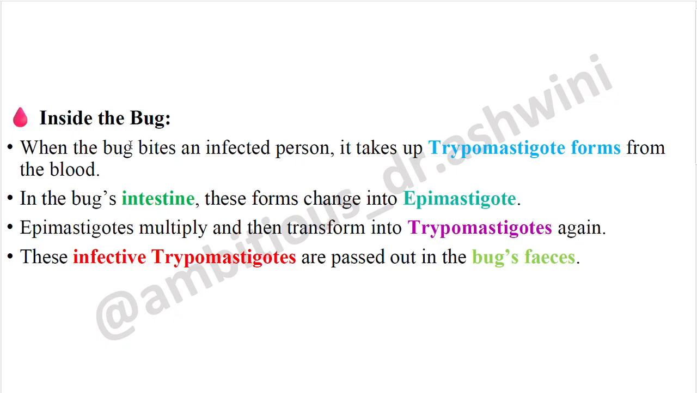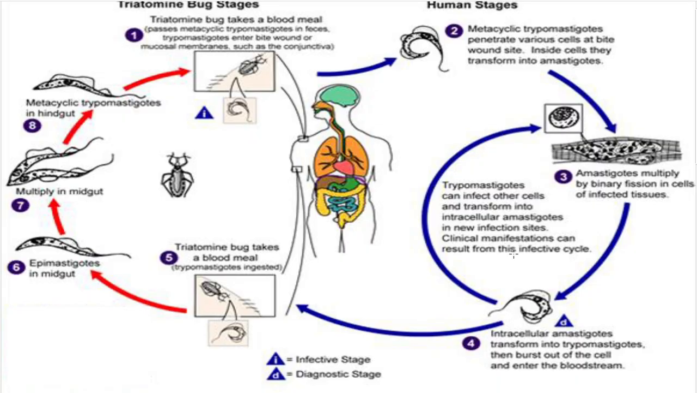Now inside the bug. When the bug bites an infected person, it takes up trypomastigote forms from the blood. In the bug's intestine, these forms change into epimastigotes. Epimastigotes multiply and then transform into trypomastigotes again. These infective trypomastigotes are passed out in the bug's feces. So this is the diagram of the life cycle of Trypanosoma cruzi.